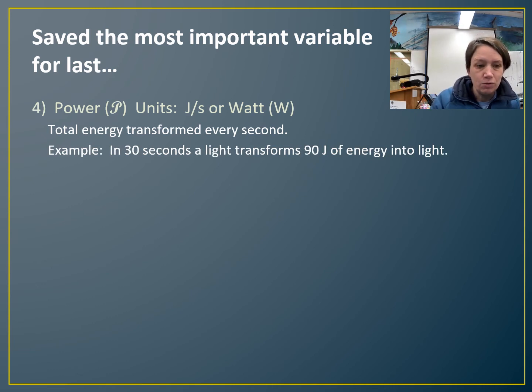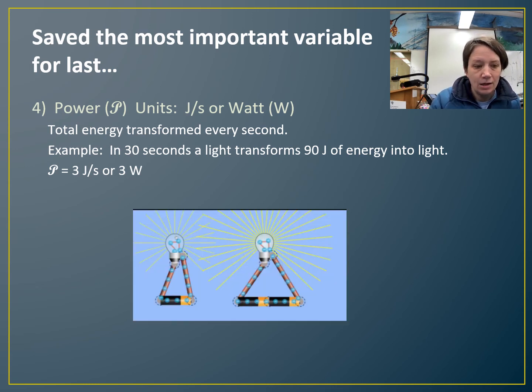So for example, if you knew a light bulb transforms 90 joules of energy into light in 30 seconds, the power rating of that light bulb would be 3 joules every second, or 3 watts. And that's pretty low for a light bulb. If you've seen lights in your house, they're more likely 40 watts or 60 watts or 90 watt light bulbs. And you can tell immediately when you look at two light bulbs which one is higher wattage, because the one that's higher wattage is going to be the brighter bulb. It's the one that's transforming more of that energy into light every second. So the bulb on the right is a higher wattage bulb right now than the one on the left.